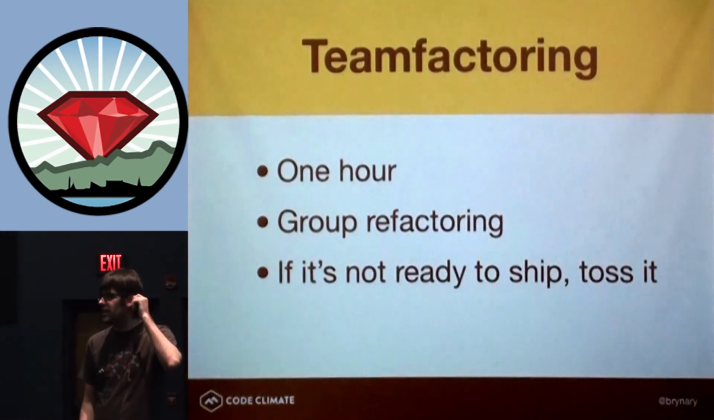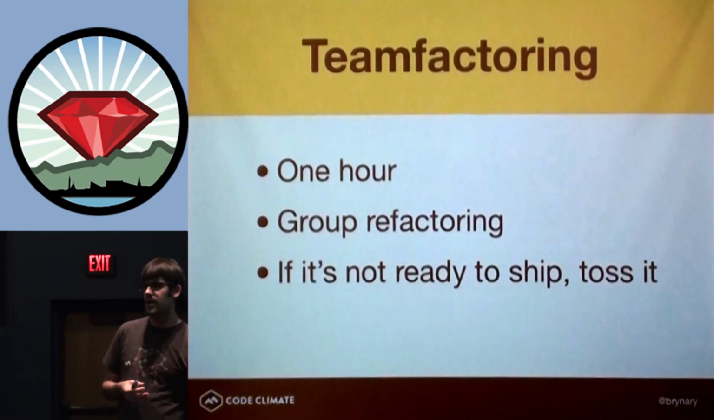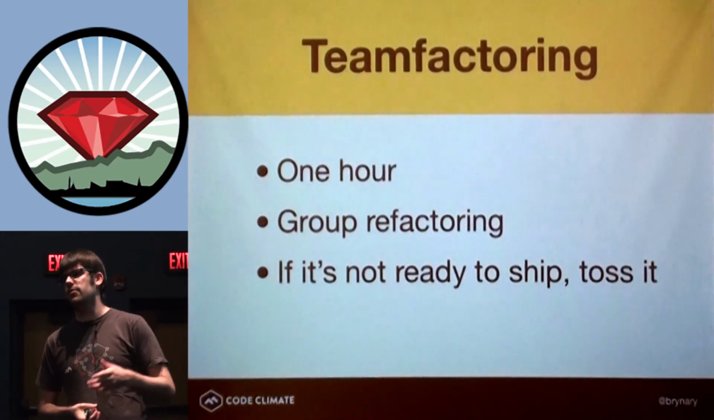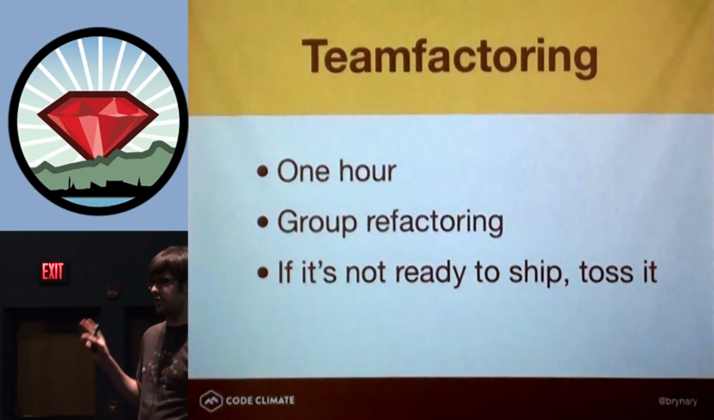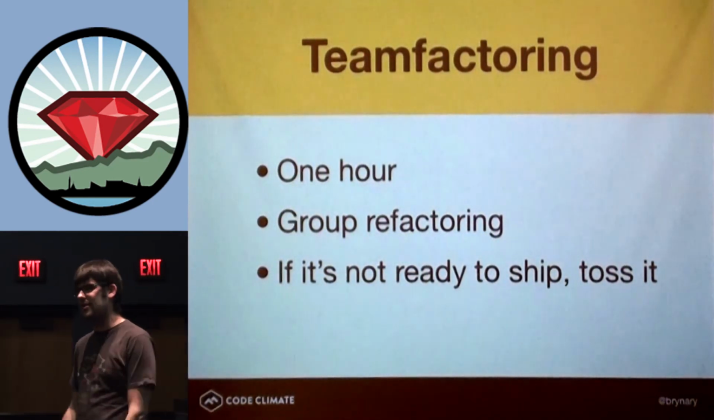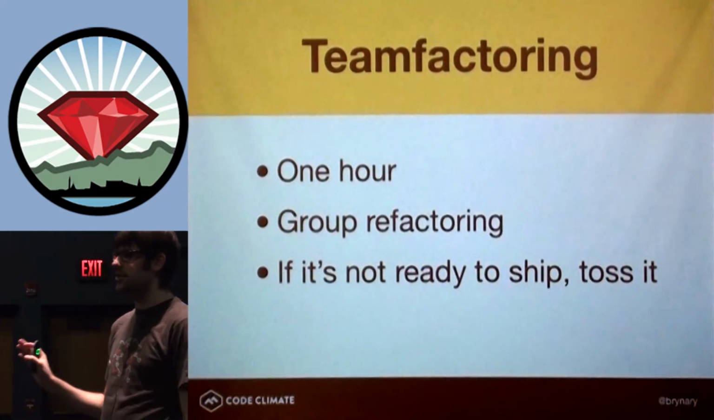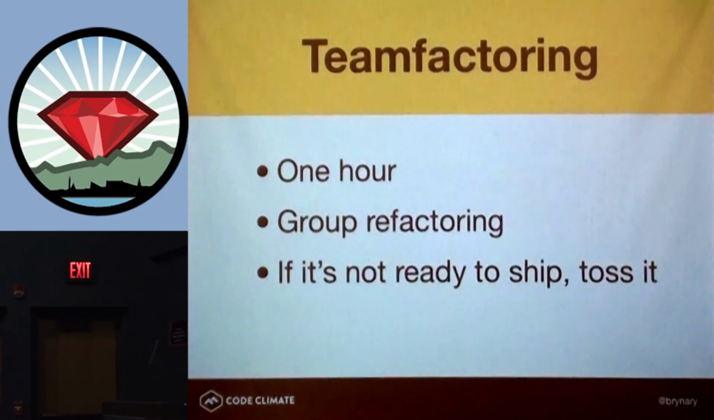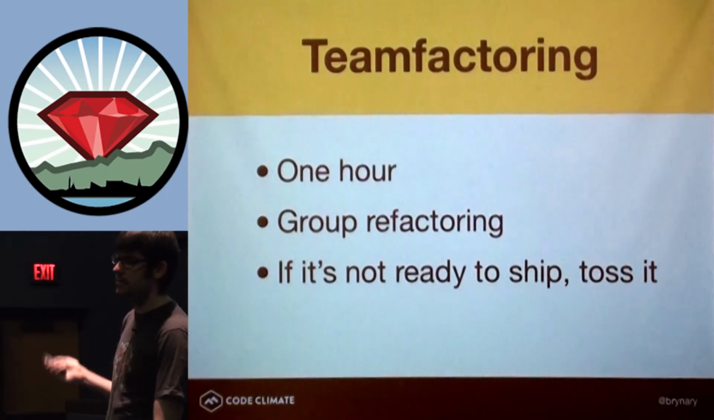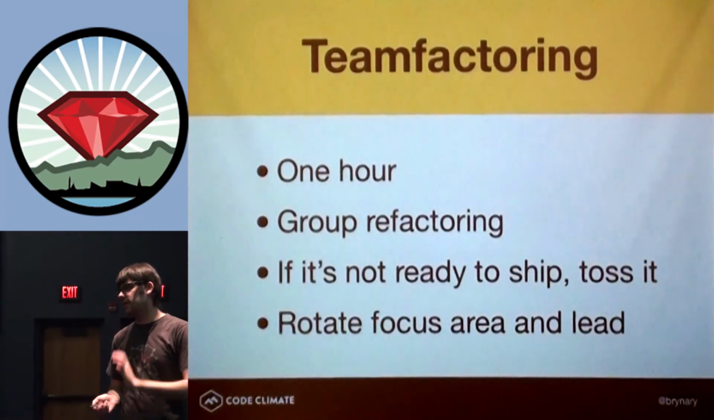If your code is not ready to ship to prod with green tests at the end of this hour session, just throw it away, because that wasn't the point. What you don't want to do is end up with this chore to finish refactoring the user class that's going to take 3 hours and never really ship anyway. Just throw it out, git checkout --hard, reset --hard, and move on to the next thing. But enjoy the conversations. And then again, you can rotate the area of the code base that you're working on.